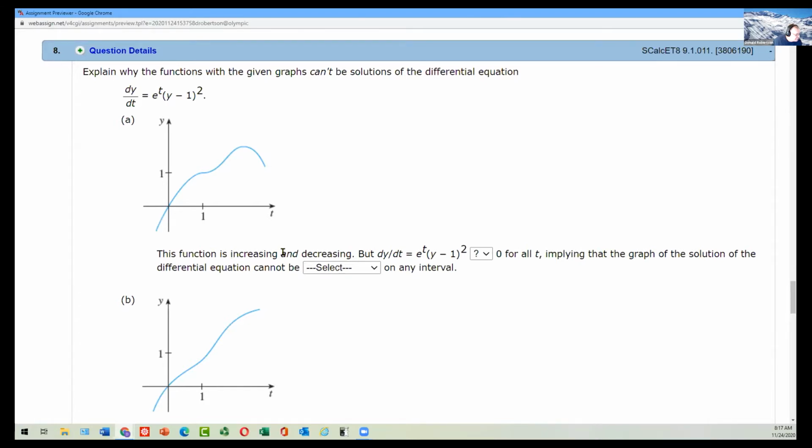So this function is increasing and decreasing, right? But this derivative is greater than or equal to 0, implying that it cannot be decreasing on any interval. So you basically just fill in the missing words to describe what I said there.